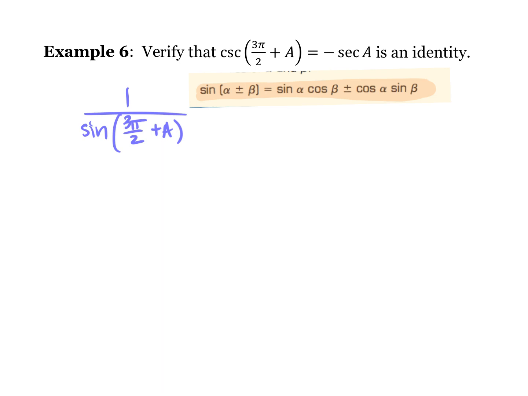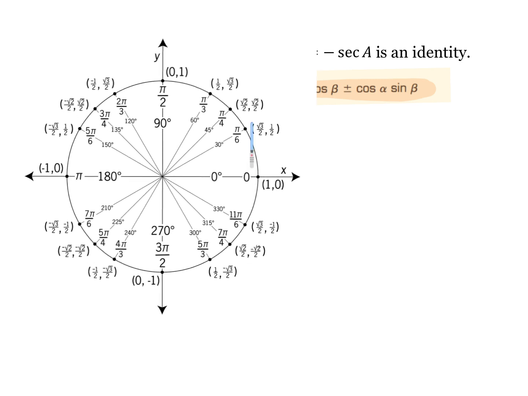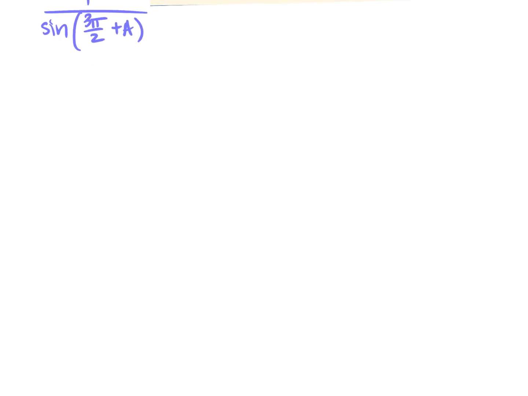Weird. Let's try something. The sine at 3 pi over 2. What is the sine at 3 pi over 2? -1. Very good. The sine, the y coordinate at 3 pi over 2 is -1. So I'm going to replace this guy with a -1. This guy just became a -1. Cosine of a, I can't break cosine of a down, so I'm just going to write cosine of a.